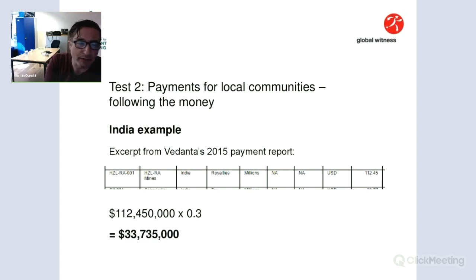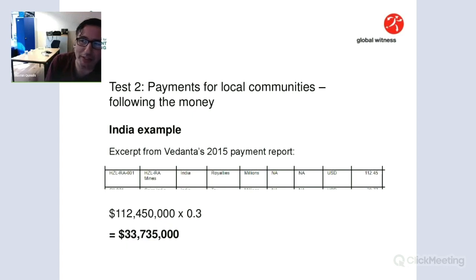communities are owed. Here's an excerpt from Vedanta's 2015 payment report. You can see in the middle it says royalties. You can see on the right-hand side it's over $112 million paid from one mine. You can see on the left-hand side there's a strange sort of code for the actual mine, and I don't think that's the common name for the mine, but it took just a very quick internet search to identify that this is actually one of the biggest. This is a mine in Rajasthan in northern India. It's one of the biggest zinc mines in the world, and it's in a district called Bhilwara district, which is one of the poorest districts in Rajasthan.